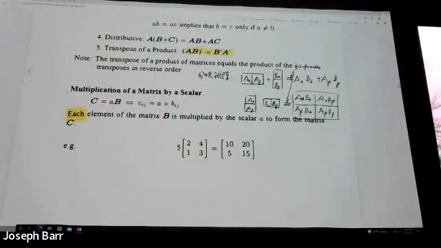And we also have some rules of multiplication by a scalar. So that's simple. Okay, so C is scalar A times B. Then each element in B should be multiplied by A. Okay, so here 5 is a scalar, and we have a whole matrix here. So each element is multiplied by 5.